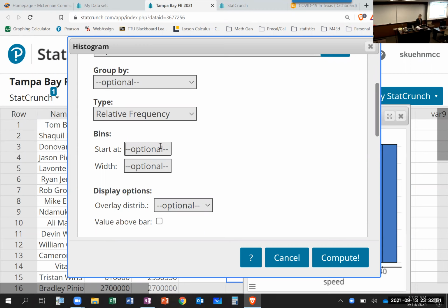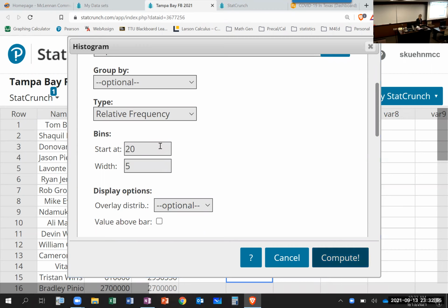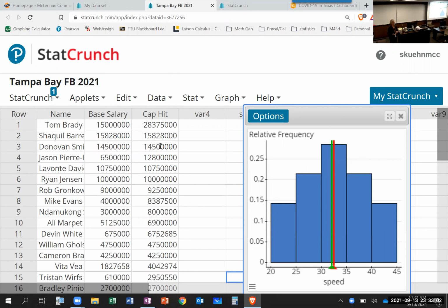What was that smallest speed? 20? Yeah. That looks better, doesn't it? See how the shape can kind of change if we change those bin sizes a little bit, to help us identify that shape. Remember, that's what the graph is supposed to show us, right? It's supposed to talk to us about the data.